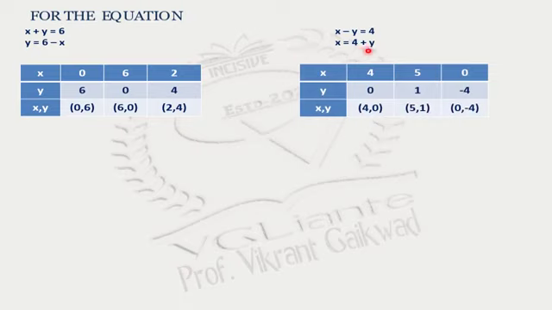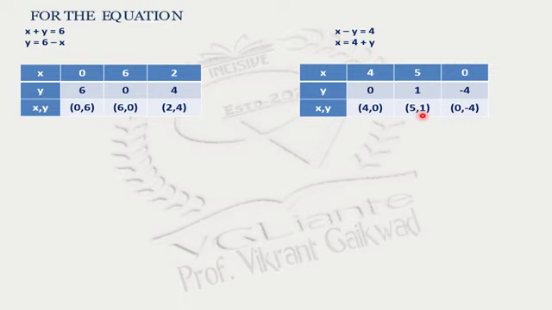Now here you have changed the position of y, so we'll substitute in place of y. The first value we substitute is 0. So x equals 4 plus 0, that is 4. So the point would be 4 comma 0. Next, we substitute y as 1. So 4 plus 1 is 5. So the coordinates would be 5 comma 1.